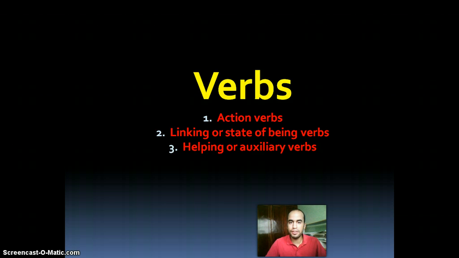So today I will be teaching you verbs, which are a very important part of speech. So let's get the ball rolling. As you can see, verbs are divided into three types. We have action verbs, linking verbs, and auxiliary verbs. So let's try to explain and learn each one.